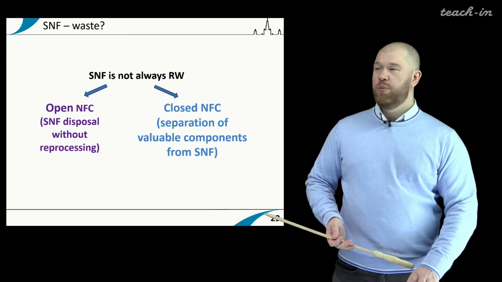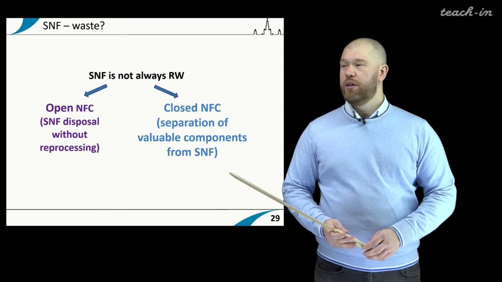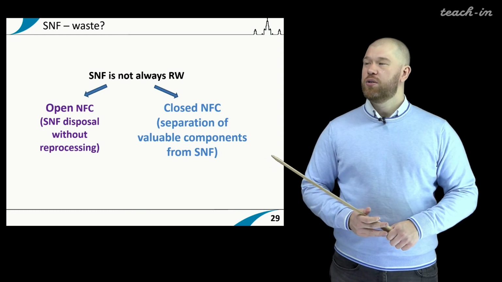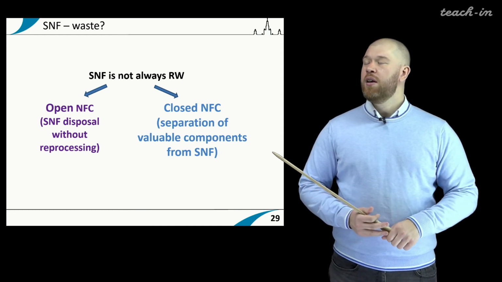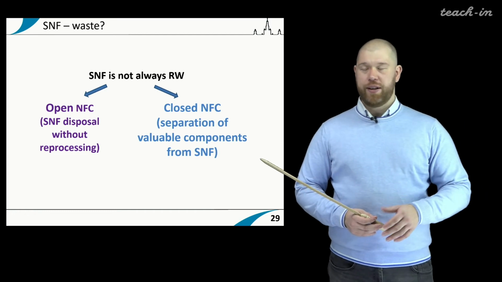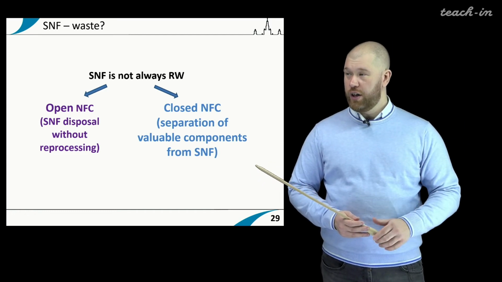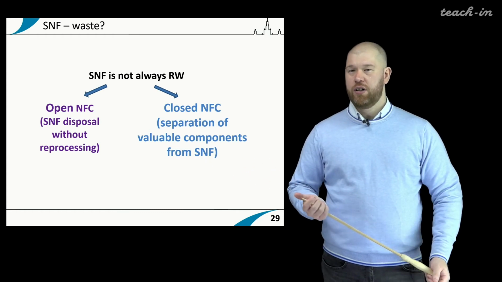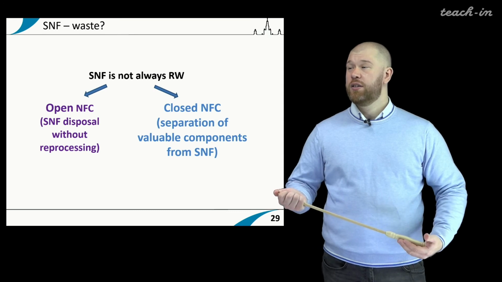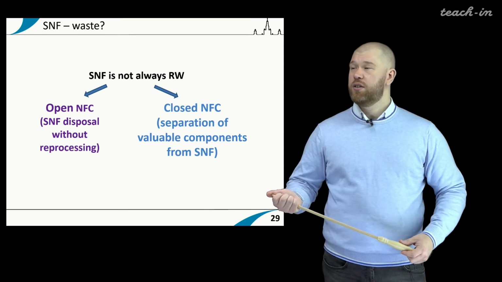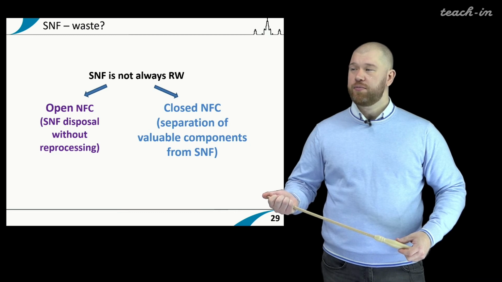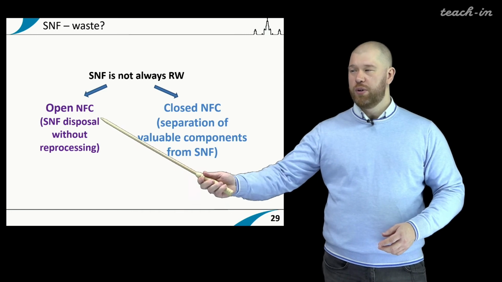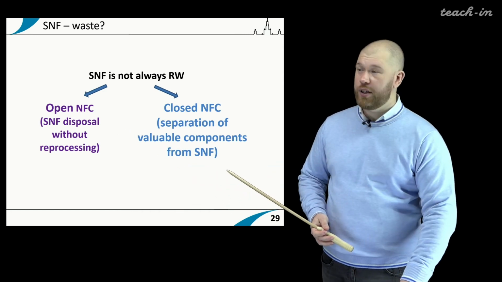And again, if we reprocess the fuel, that means that we are closing the nuclear fuel cycle. So we reprocess it again and again for separation of valuable components to produce fresh nuclear fuel. Or if it is not economically favorable for us, we can directly dispose of spent nuclear fuel without any reprocessing, and then we talk about the open nuclear fuel cycle.